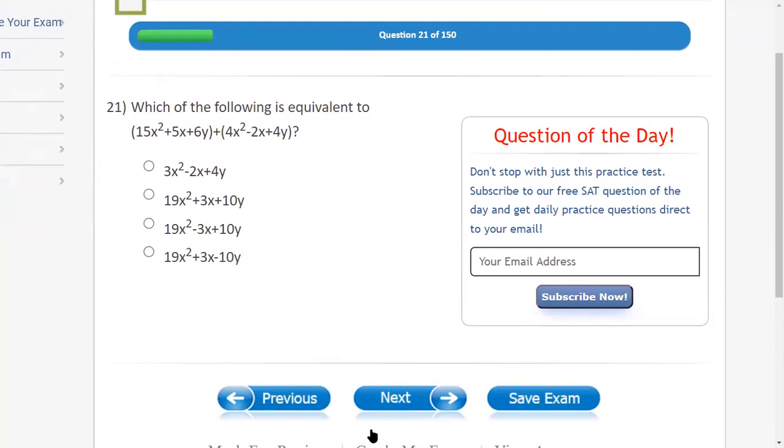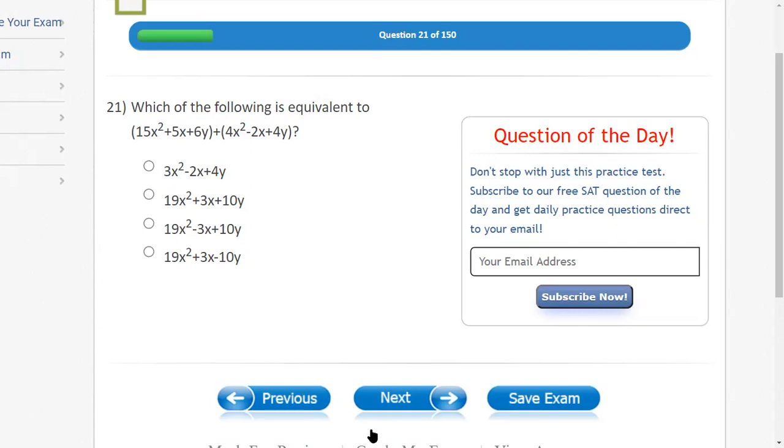15x squared plus 5x plus 6y plus 4x squared minus... Hold on, I'm gonna write this down. 19x squared plus 5. So 15x squared. I think the fourth and second, you will have to choose between these two. And furthermore, you can also select the last one is a negative.